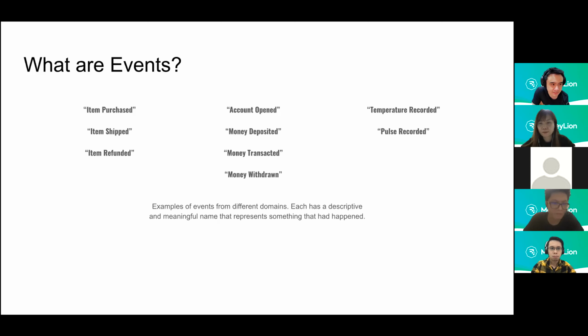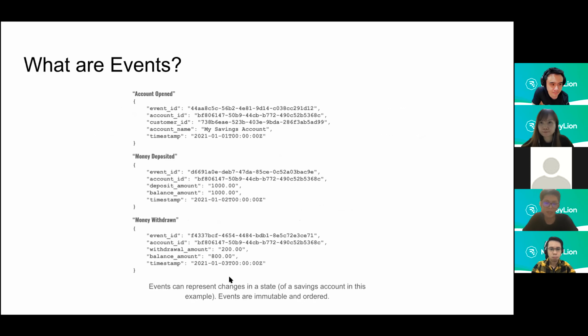So besides having a descriptive name, an event can also represent a change of state, or it can carry some other additional information that basically provides the context of the event. So for instance, you can see some example events that I just illustrated in the previous slide, but I expanded them to include some additional information. For instance, you can see account open events. Besides the names, I also include some other additional information about this event, such as account ID, customer ID, account name, or timestamp.